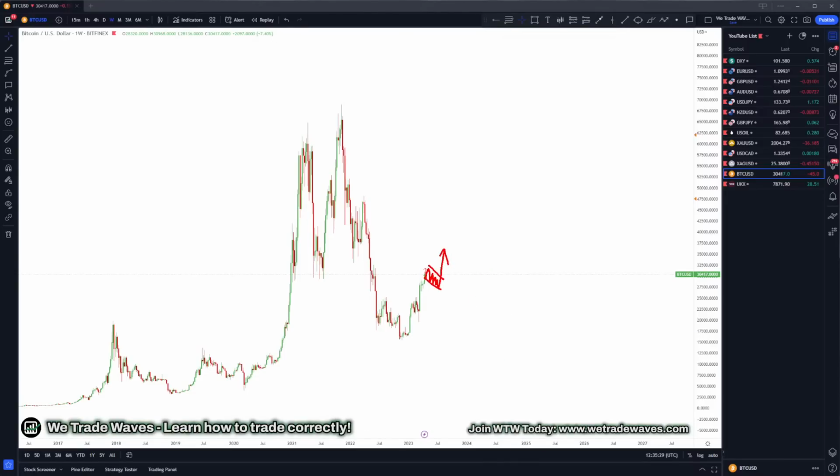This corrective structure, guys, might take more time than this one. But in all cases, if market will give you a corrective structure and you are biased to the upside, you go for the buy. Nothing wrong with that. Sooner or later, this up wave will start to correct.